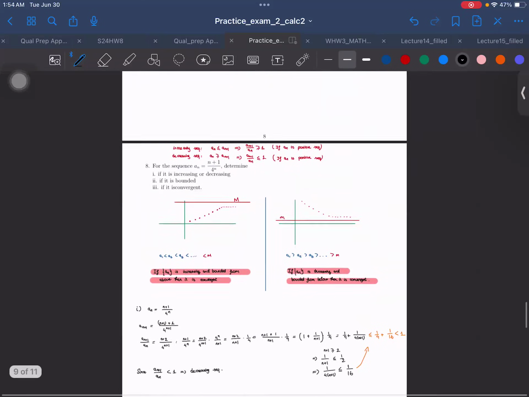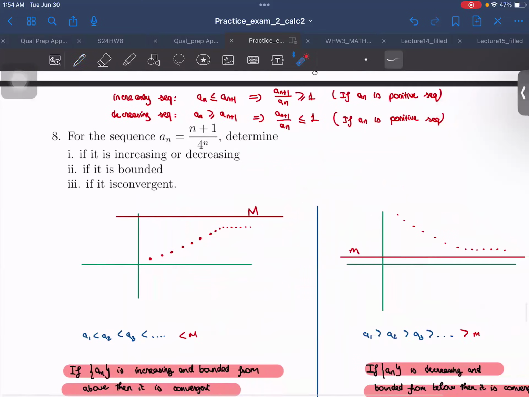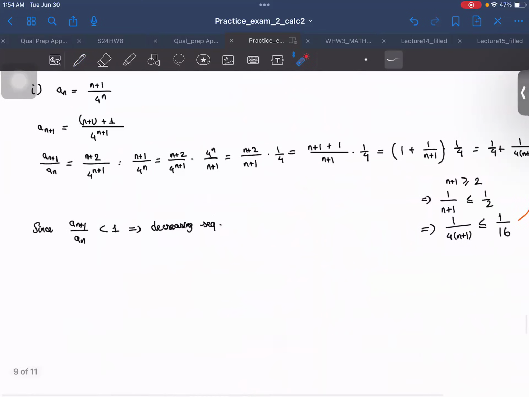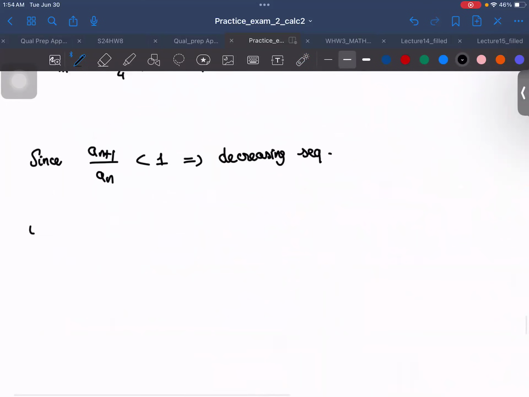Next, the question wants you to explore if the sequence is bounded or not. If you want to show that the sequence is bounded, you have to show that the sequence is bounded from below and bounded from above.